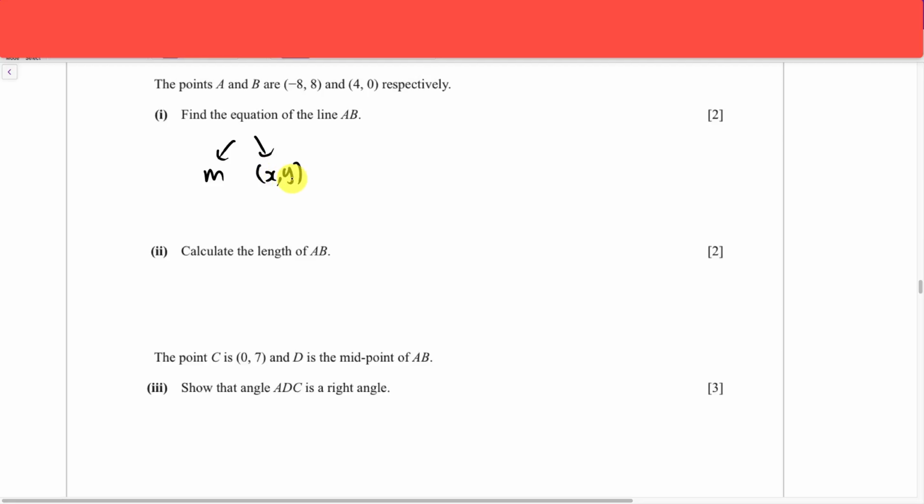Alright, so first thing is, of course I will find the gradient, because I have AB here, so I will use y minus y, and then x minus x. So it will be 8 minus 0, and then I will start with negative 8 minus 4. So my gradient basically should be 8 over negative 12. Simplified, divide by 4 for both, should be 2 over negative 3, or you can say negative 2 over 3. So if I have the gradient already, I will need one of the coordinates passing through AB. So you can choose A or B, it doesn't matter.